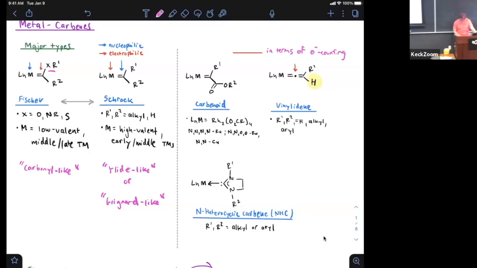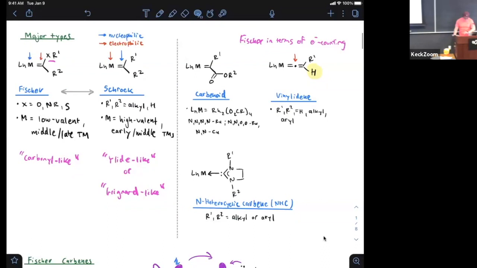And there are several other types of carbene species that are also important. That includes carbenoid, vinylidene, and N-heterocyclic carbene. Now, one thing to remember about all of these is that when it comes to electron counting, we see them and we immediately just think, okay, we're just going to treat these like Fischer carbenes. Let me unpack each of these in 2 minutes and then you'll be free to go.